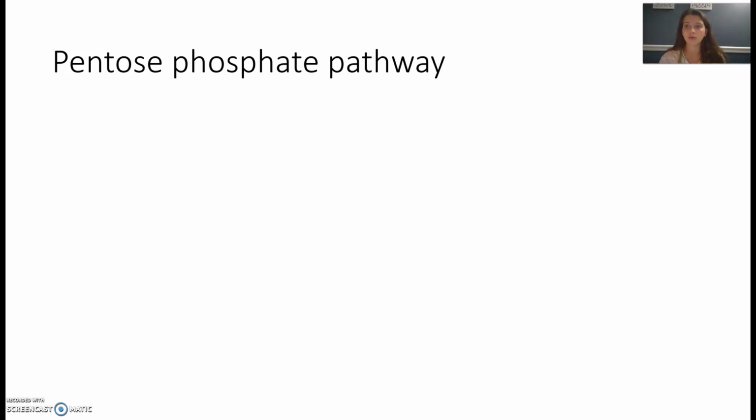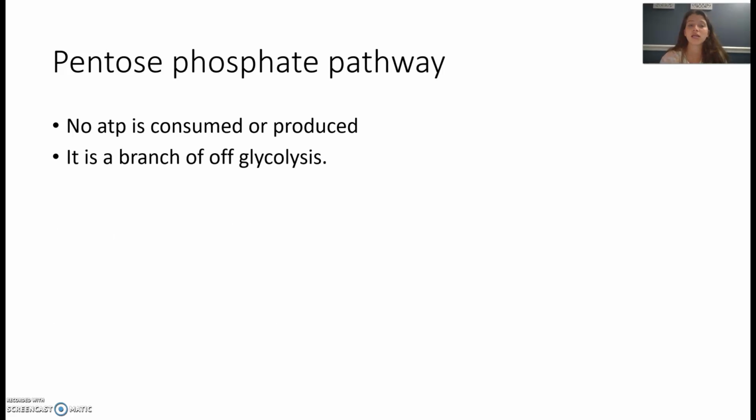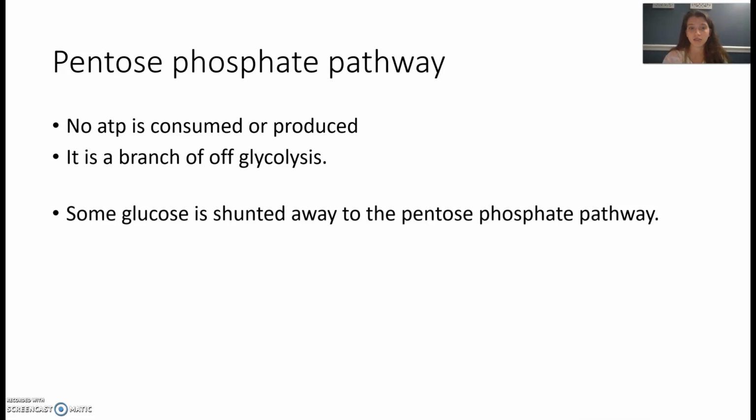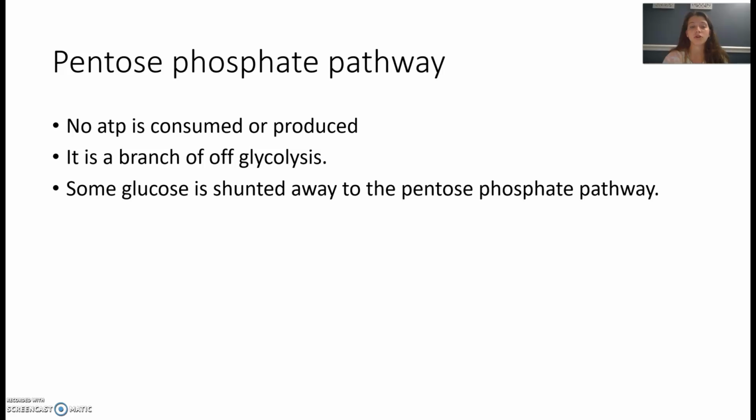So this is the really important stuff. So no ATP is consumed or produced in the pentose phosphate pathway. So it's actually a branch off of glycolysis. So we need to know that some glucose is shunted away from glycolysis and goes to the pentose phosphate pathway.